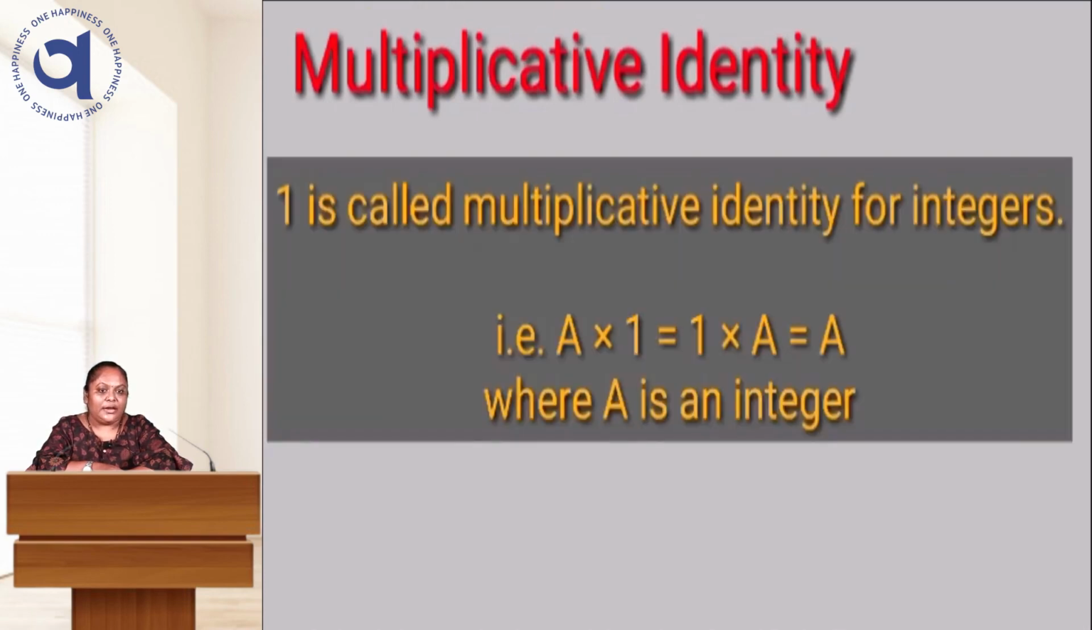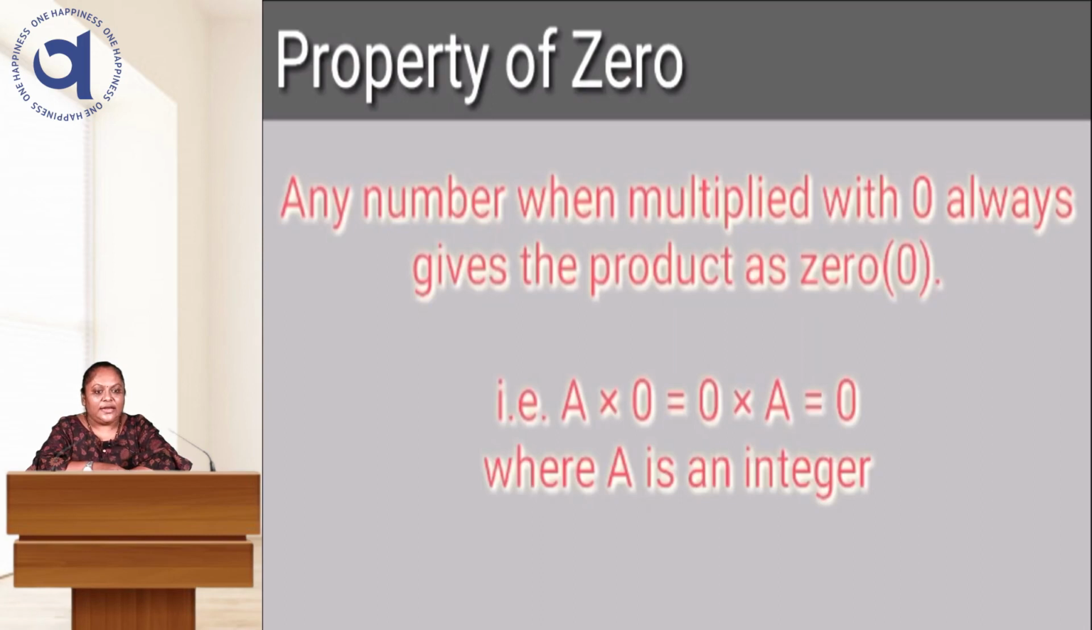Next is multiplicative identity. 1 is called the multiplicative identity for integers. That is, if any integer is multiplied by 1 or 1 is multiplied by any integer, then your answer is that integer only. Here also a is an integer. So a multiplied by 1 or 1 multiplied by a, you will get a.